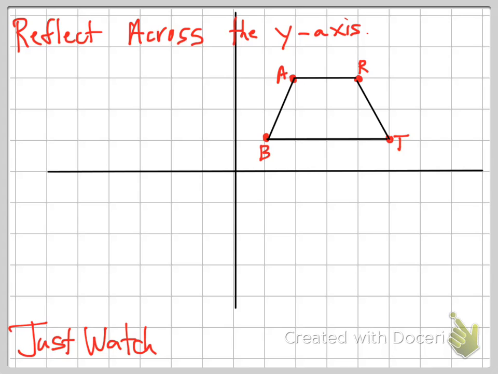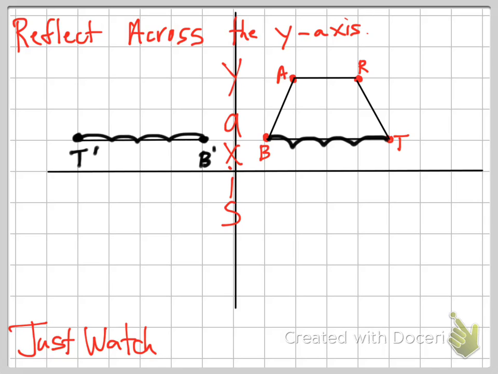Alright, here's this one. Reflect across the y-axis. Pretty good problem. You just need to know where the y-axis is, and we know the y-axis is this guy right here. Okay? So point B is 1 unit away, and if I reflect it across, I know it's got to be right here. Okay? So B prime is going to be right here. I know that T is 4 units away from B, so I'm just going to move 1, 2, 3, 4 and put T prime right here.